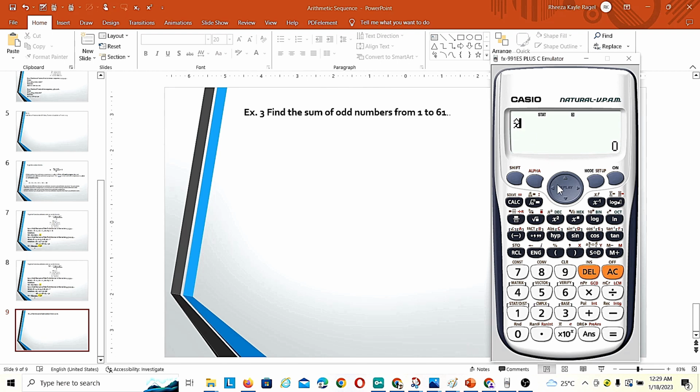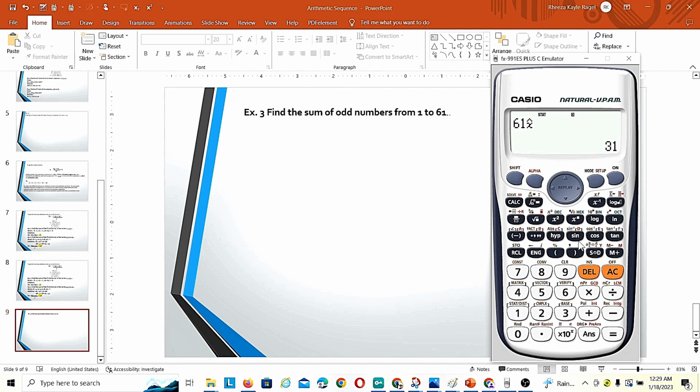Now if we input here the 61 and then x hat, what will be the value? It will be 31. So it will be the 31st term. So from 1 to 61, if we are going to write down the series of odd numbers, we will be having 31 terms. Okay, so it is now clear to us.